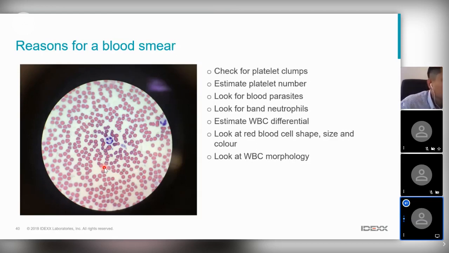We can have a look at the red blood cell shape, size, and color, like the RDW can also be seen here. Along with that, we can have a look at the cell morphology of WBCs and RBCs. So over to you, Professor Tang, the reasons for going for a blood smear.